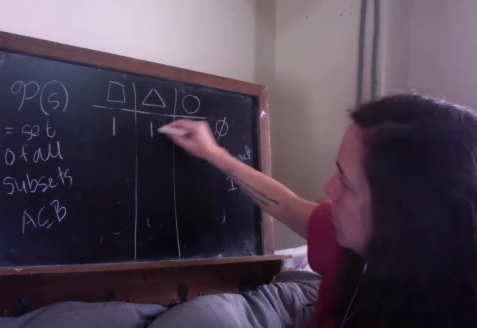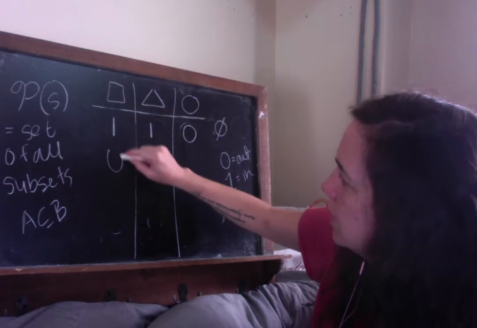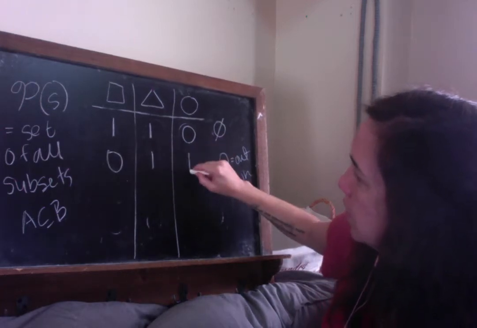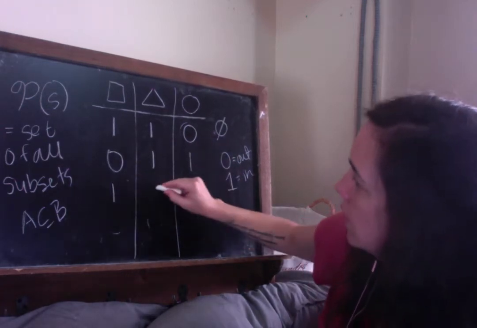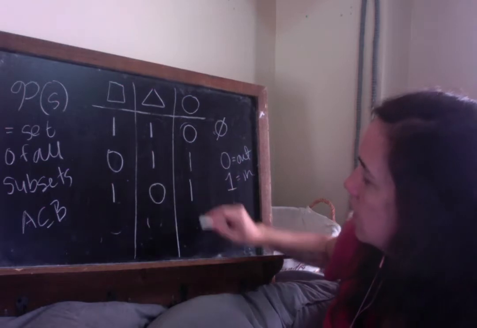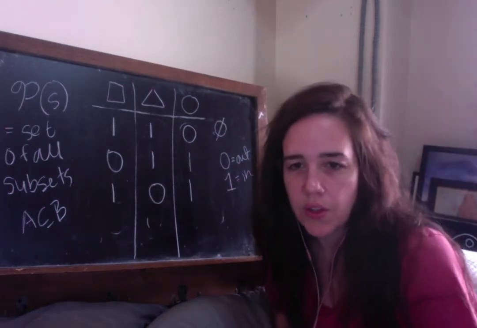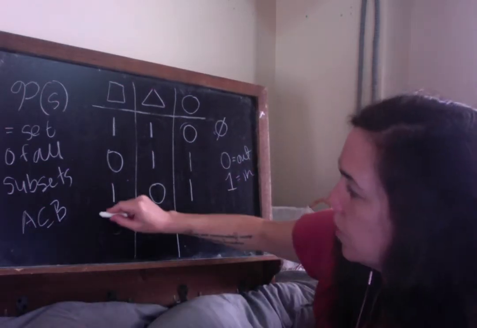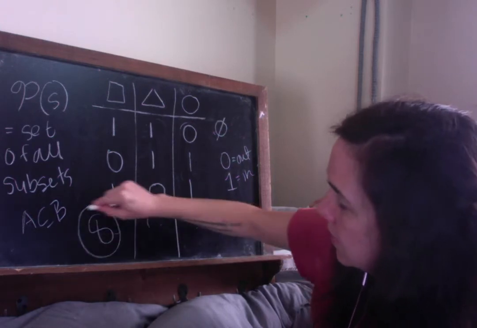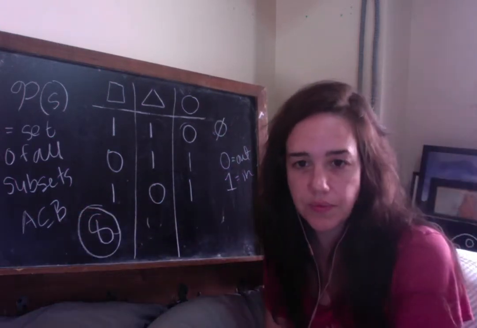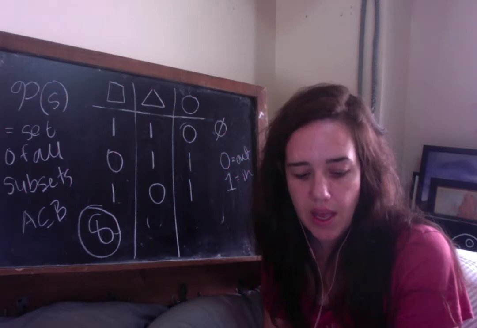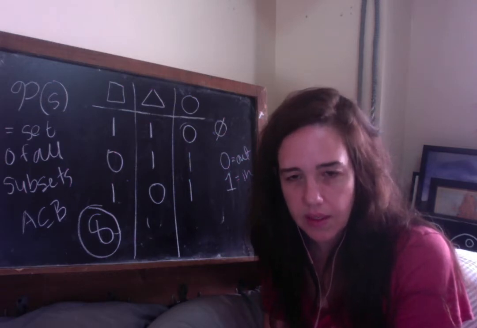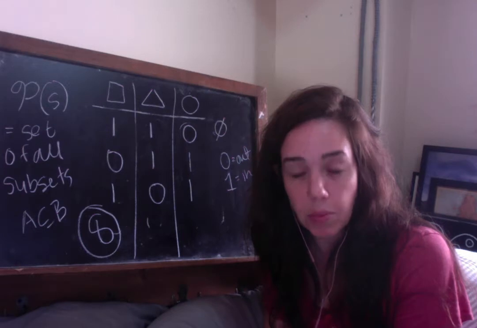So I can do these two, the triangle and the circle. I can do the square and the circle. And that's it. So we got a total of 8 subsets. And we can think of why it is 8. You can think of the multiplication principle.